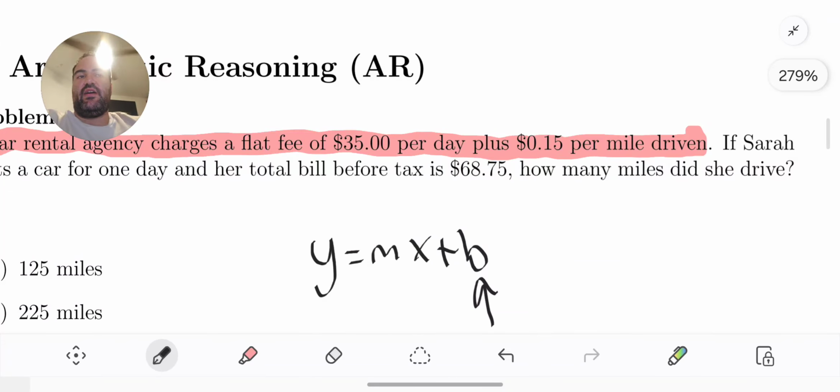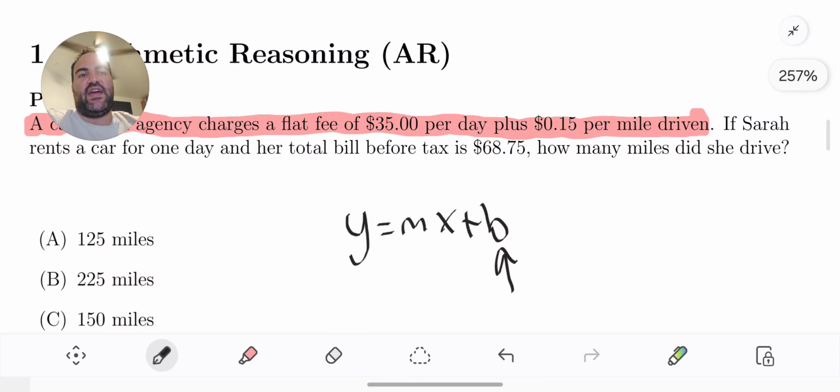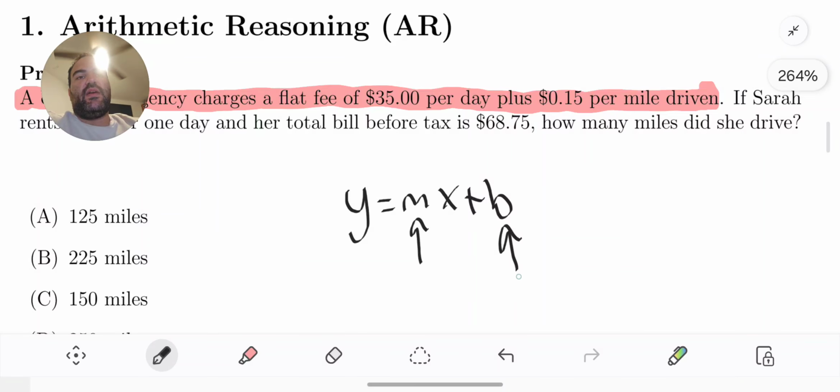Flat fee, b value. How do I know this is y equals mx plus b? Because there's a flat fee and then there's like a rate, which is the 15 cents per mile. So I have a good feeling this is y equals mx plus b. You get used to it, okay? If that's not obvious to you, the more you practice, the more you'll see that. So I know the 35 is the b, and the 0.15 is the m.